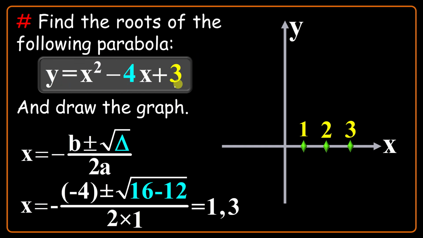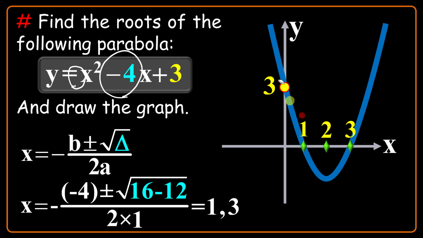As you see, here C is 3, so the graph will cross the vertical axis exactly at the point y equals 3. Then I concentrate on negative 4, which is the B. As it is negative, the graph will cross the y-axis when it's descending. And then I draw a parabola with concave up shape. Why? Because the coefficient of x squared is positive. So it's something like that.